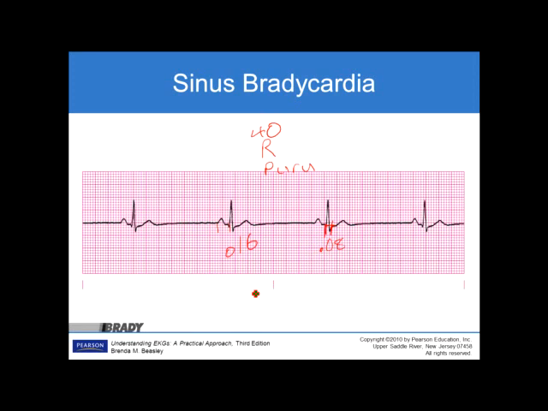This is sinus bradycardia due to the heart rate being less than 60 beats per minute. And the reason it's called sinus is because it originated at the SA node. There is a P wave that is present.